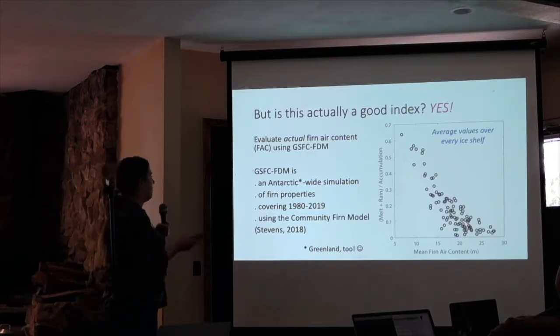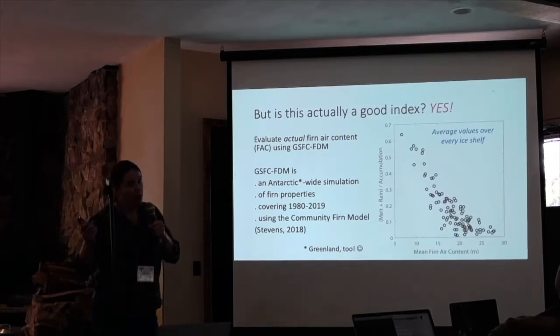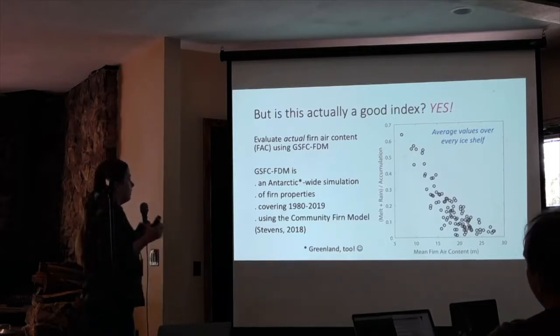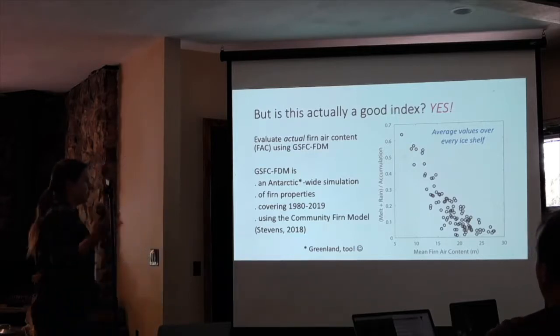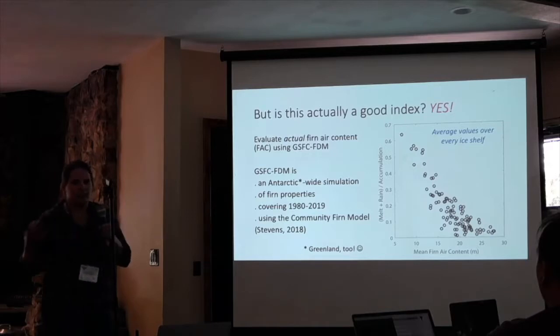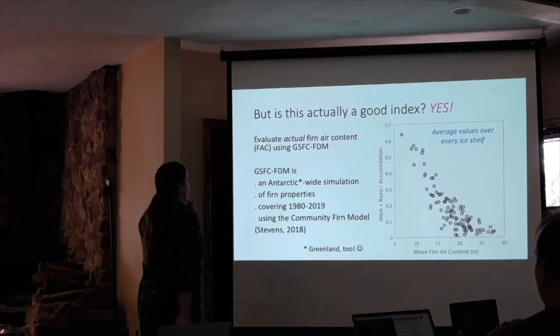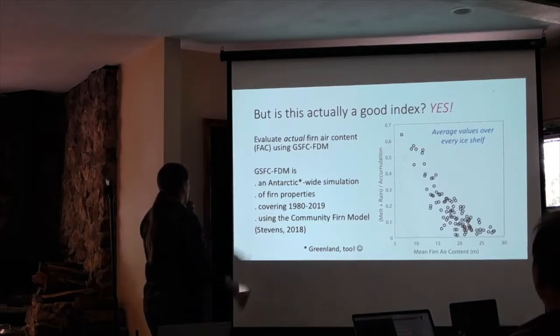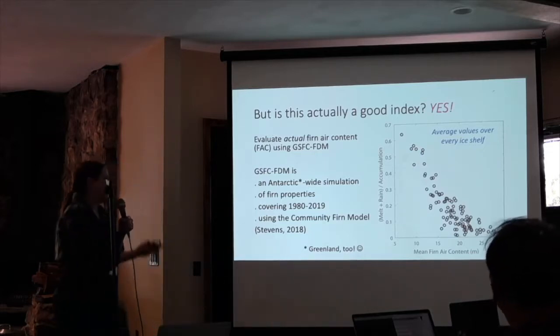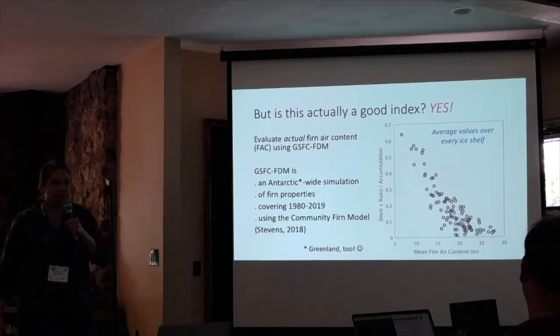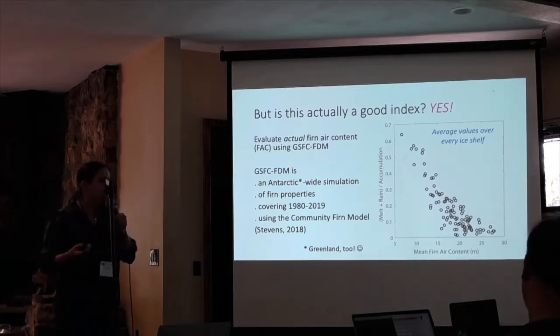And so if you compare the mean firn air content that you get over every individual ice shelf with this vulnerability index, not surprisingly, yes, it is a pretty good indicator. And as you can see, some of the shelves are approaching, or above, 0.5, and they have firn air contents below 10 meters of firn air.